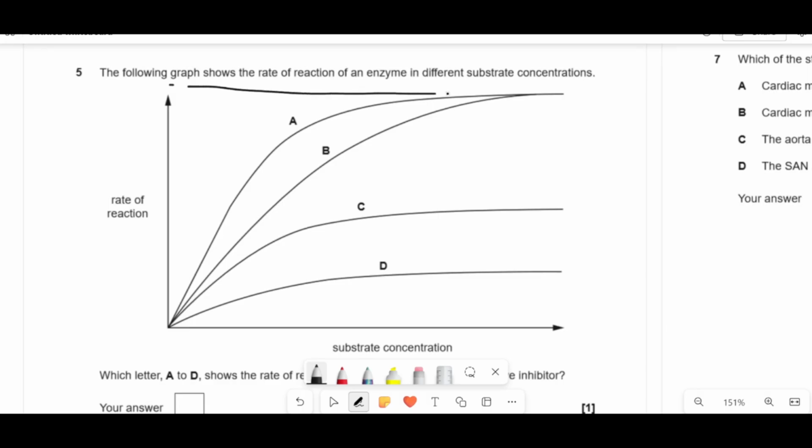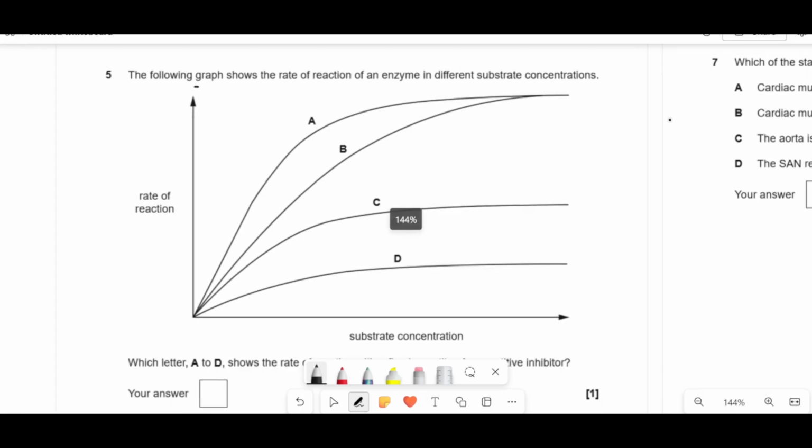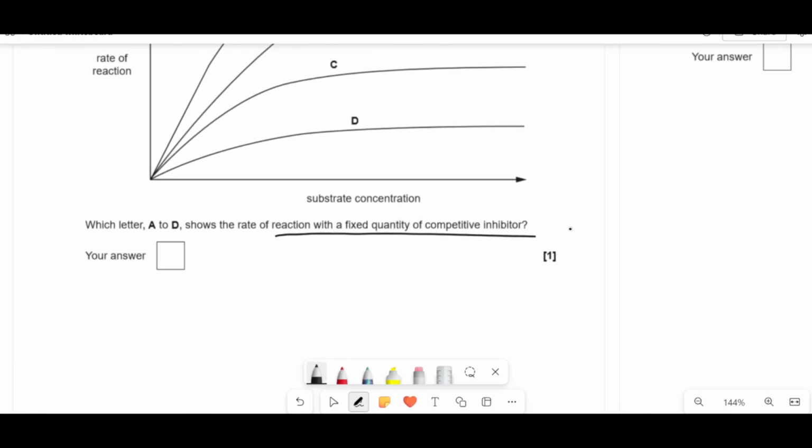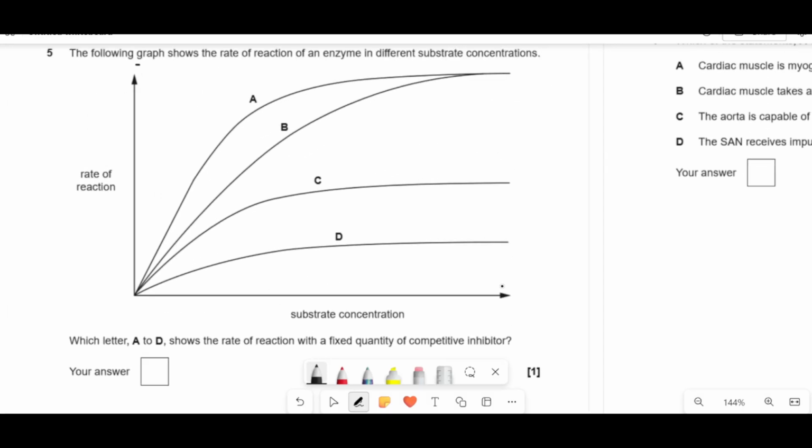Next it says, the following graph shows the rate of reaction of an enzyme at different substrate concentrations. Which one shows the rate with a fixed quantity of a competitive inhibitor? So if you look here, they're changing the concentration and measuring how the rate goes along. If you put a competitive inhibitor, it binds to the site, then detaches, binds, and so forth, right? So if you're putting the substrate really, really high, there's your inhibitor, pretend that's a square, and then there's your substrate.